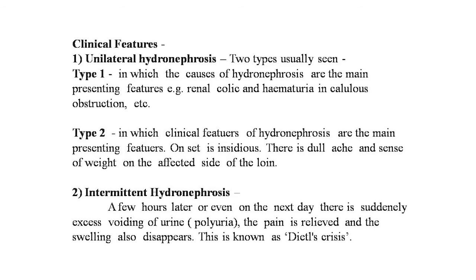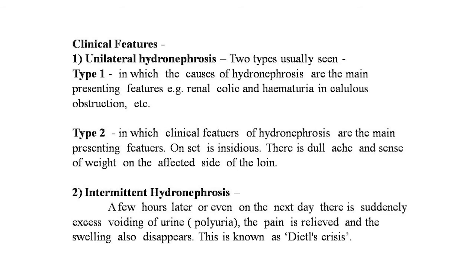Type 1, in which the causes of the hydronephrosis are the main presenting features, that is the renal colic and hematuria, a calculus and obstruction, etc. Type 2, in which the clinical features of the hydronephrosis are the main presenting features, onset is insidious and there is a dull ache and a sense of weight on the affected side of the loin.